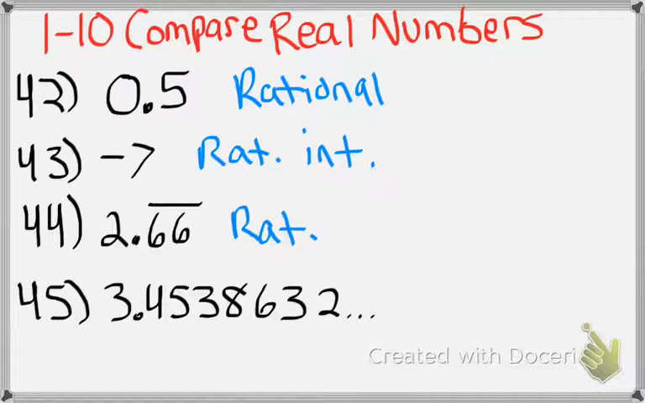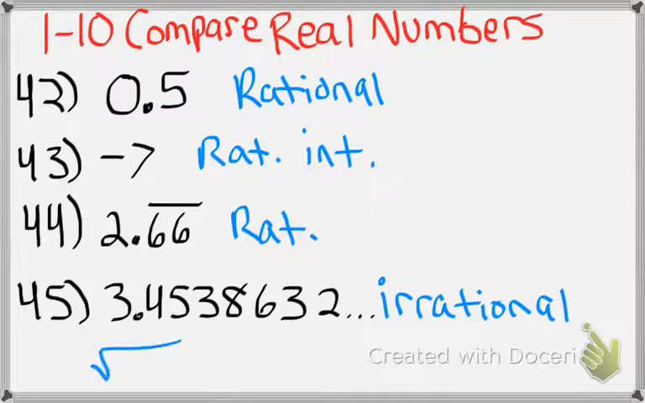Now press pause and think about number 45 if you haven't done so already. Number 45 is a decimal that goes on forever, so it does not have a pattern. Therefore, it is irrational. The decimal goes on forever without a pattern. And as a side note, a great example of an irrational number is the square root of a non-perfect square. Because the square root of 10, for example, is not going to be a pretty number. It's going to be a decimal that goes on forever. So the square root of a non-perfect square is one example. Another one is pi. It goes on forever without a pattern.